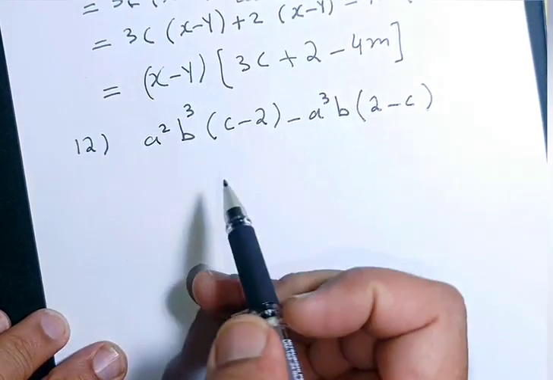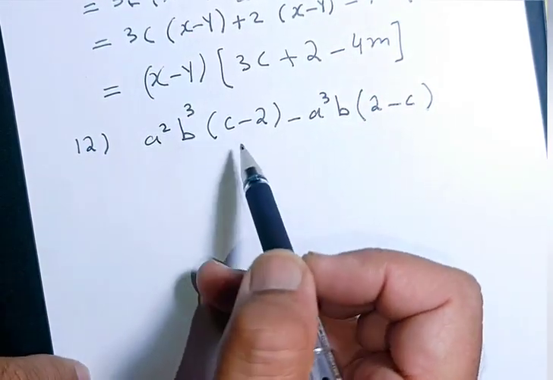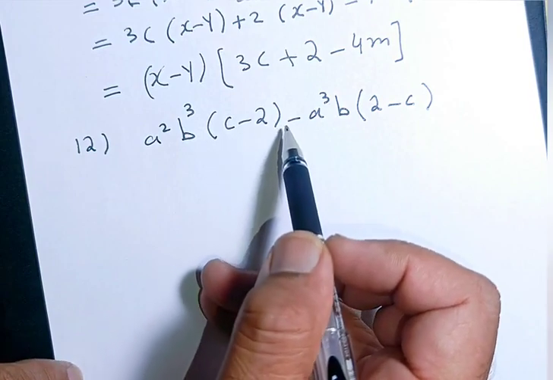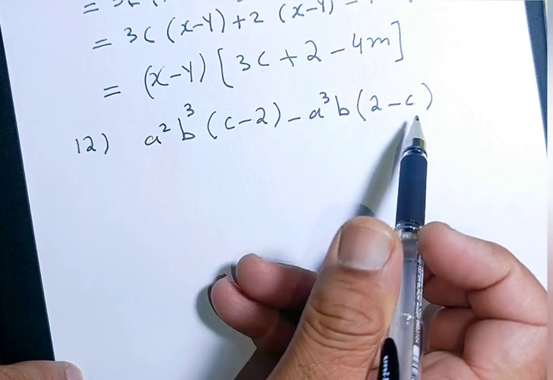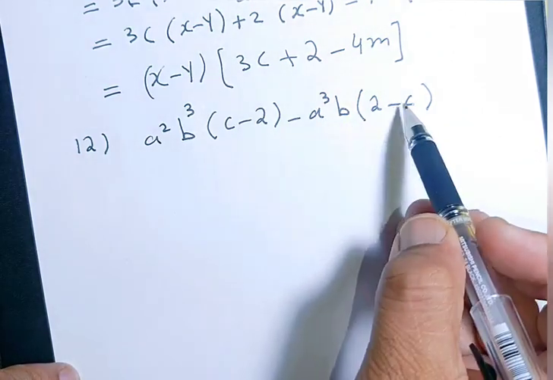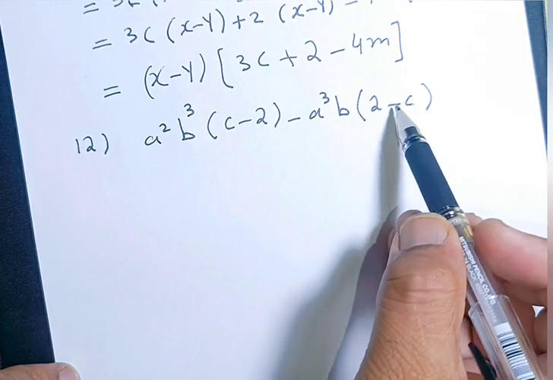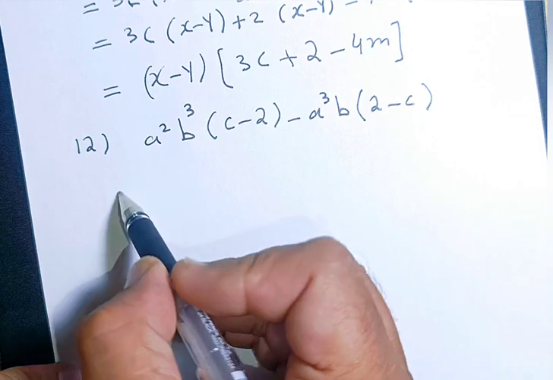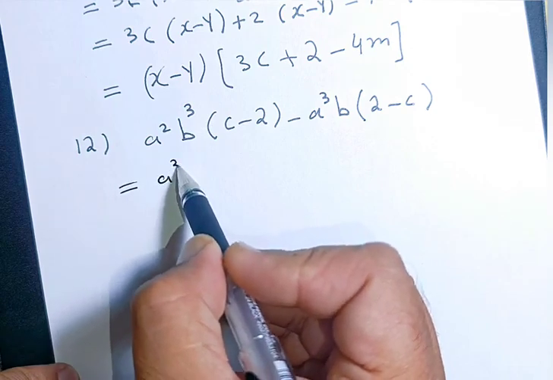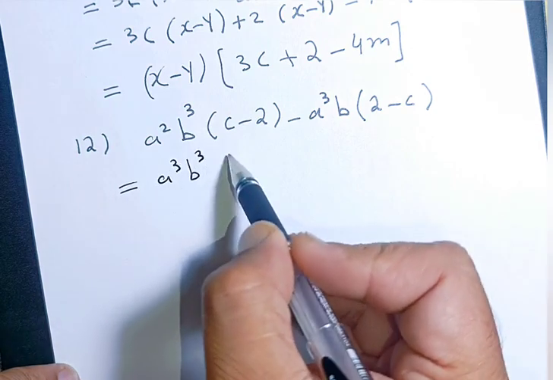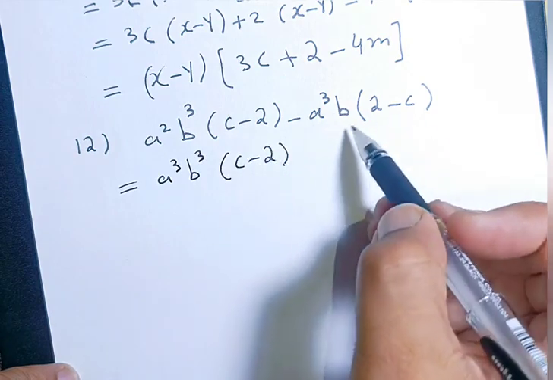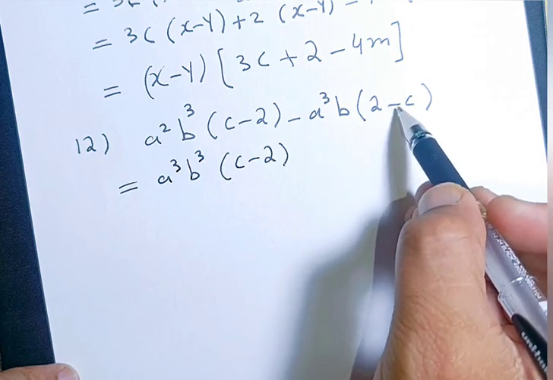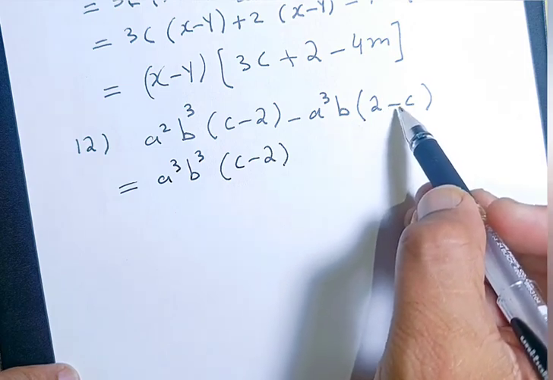So this is my question 12. a power 2, b power 3, bracket c negative 2 minus a power 3 b, bracket 2 negative c. So this one I have to modify. Have a look. a power 3 and b power 3, c negative 2, I leave as is. The whole term, because negative c here, so a negative c is here.